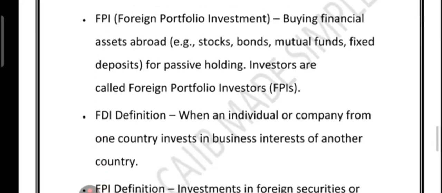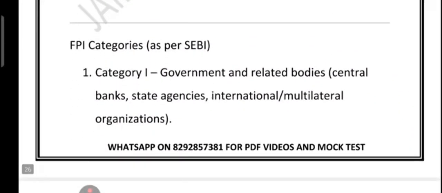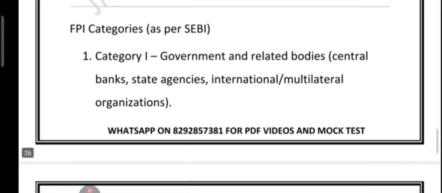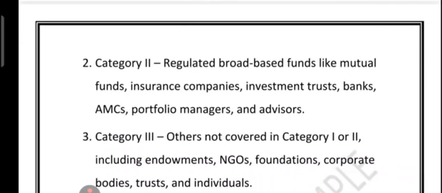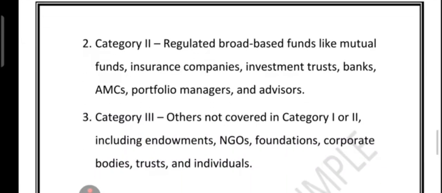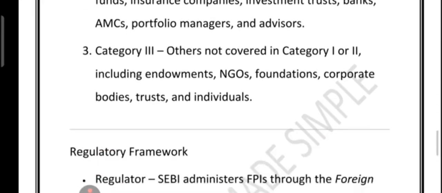So if we see the categories of FPI, right? Basically as per SEBI, there are three categories of FPI. Category 1 is government, central bank and big international bodies. Category 2 is regulated institutions like mutual fund, insurance company, bank, portfolio manager, etc. And category 3 is others like NGO, trust, foundation and even individual.